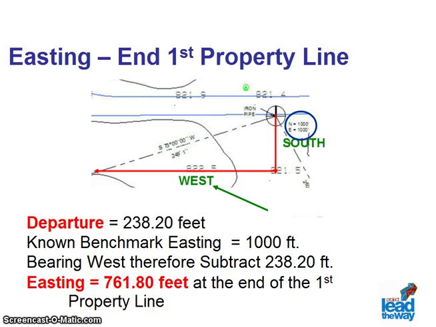We calculated the departure for the first property line to be 238 and 20/100ths feet. We established that the benchmark's easting was 1,000 feet. The bearing states west, so we will subtract the 238 and 20/100ths feet from the 1,000 feet, yielding an easting of 761 and 80/100ths feet at the end of the first property line. This process continues for each of the other property boundaries. Are you ready to look at the second property line and repeat this process?